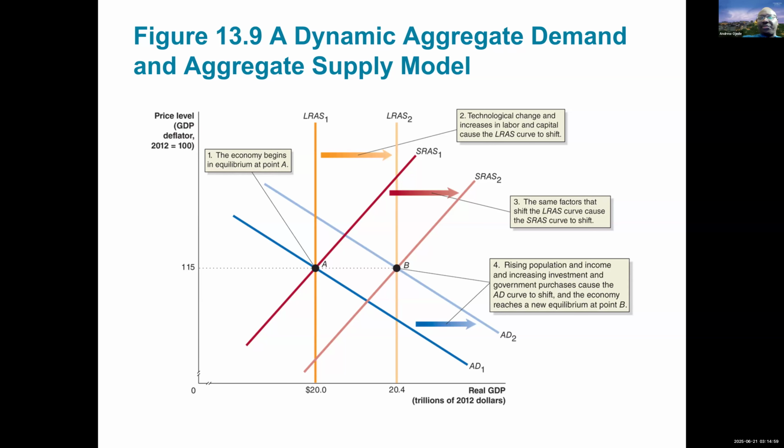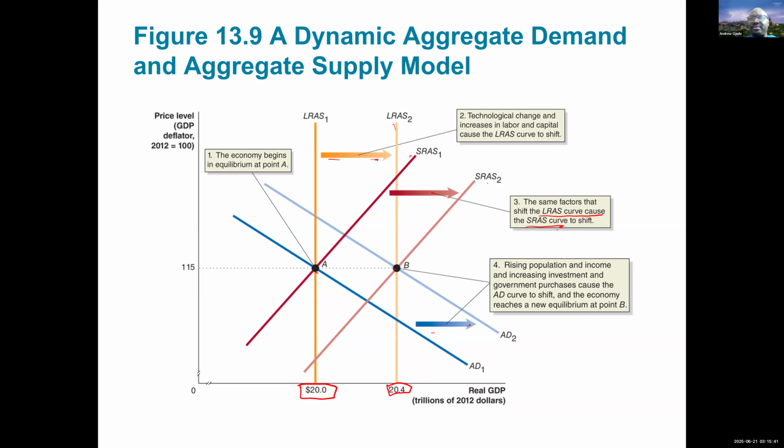So there are three curves shifting here. Okay. So let's say this was our full employment. Okay. And then the short-run aggregate supply curve is shifting to the right. See that from SRAS1 to SRAS2, then the aggregate demand curve is also shifting to the right. And then the long-run aggregate supply curve is also shifting to the right, to a new level, because technology is improving. So we could move from point A to point B when all those curves shift in a dynamic setting. Okay. So the same factors that shift the long-run aggregate supply curve can shift the short-run aggregate supply curve to the right as well.